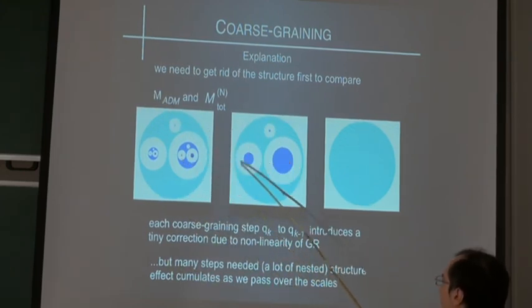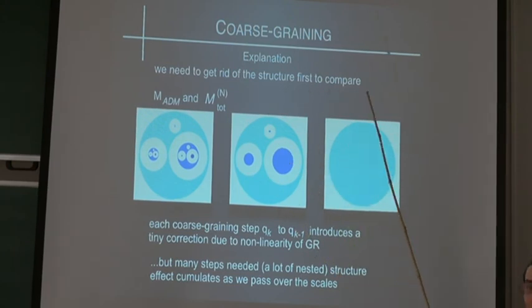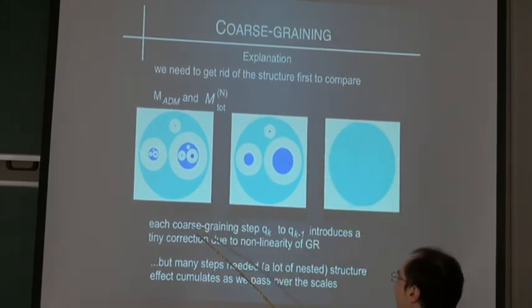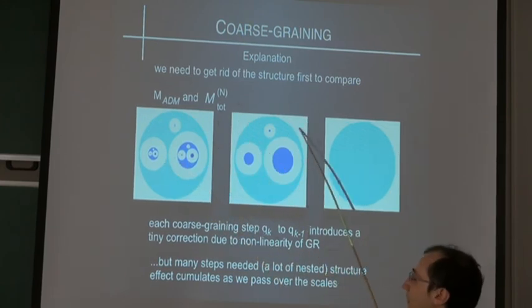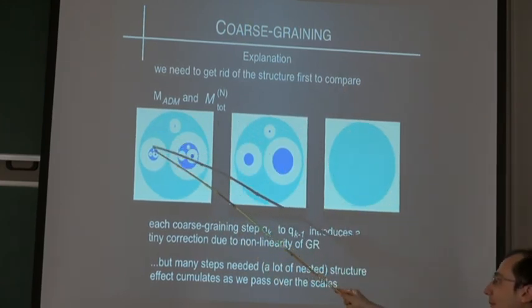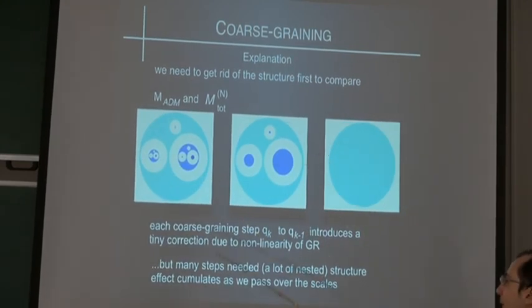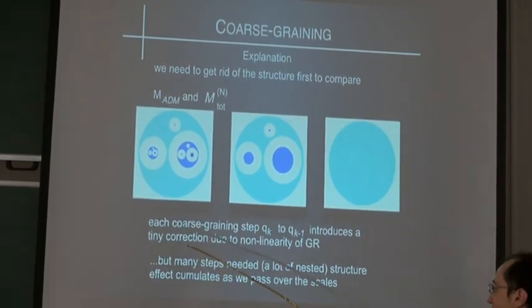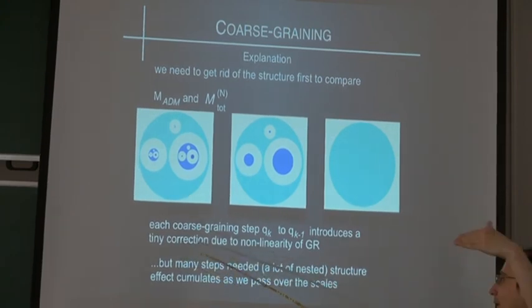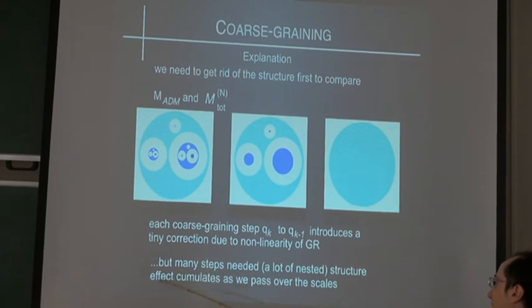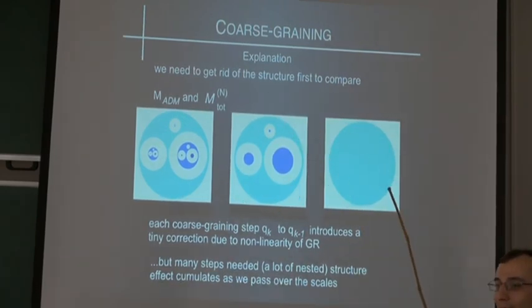we need to introduce a small correction because we know that GR is not perfectly linear. Of course, this correction will be extremely small, but the thing is that we have to make a lot of these steps to get from the end solution all the way to this ball here. And since this effect tends to accumulate order by order, if we have a lot of this nested structure, this effect can accumulate to something very big.